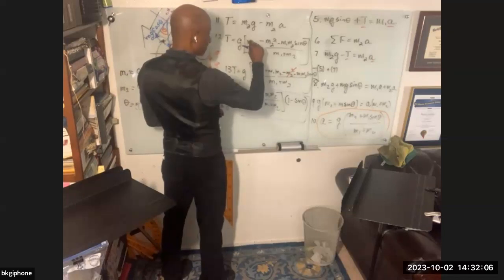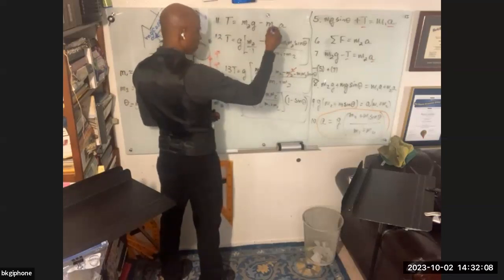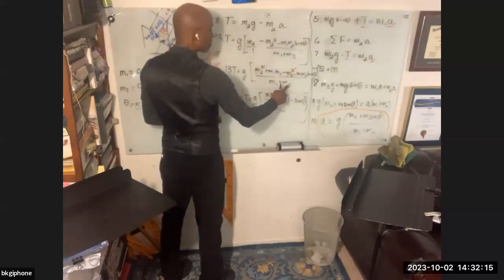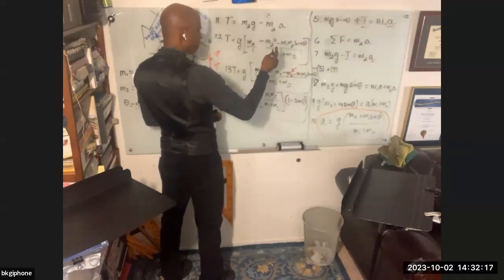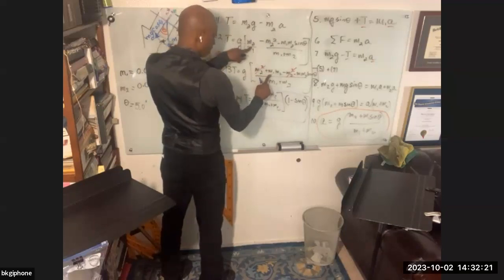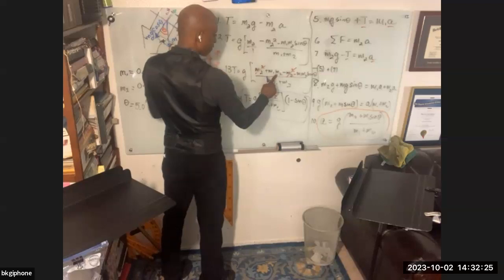So if I'm multiplying m2 over 1 times quantity m1 plus 2 over quantity m1 plus 2, 1 plus m1 plus 2 is m1 plus 2. m2 times m1 plus 2 is m2 squared plus m1 times m2. See that?